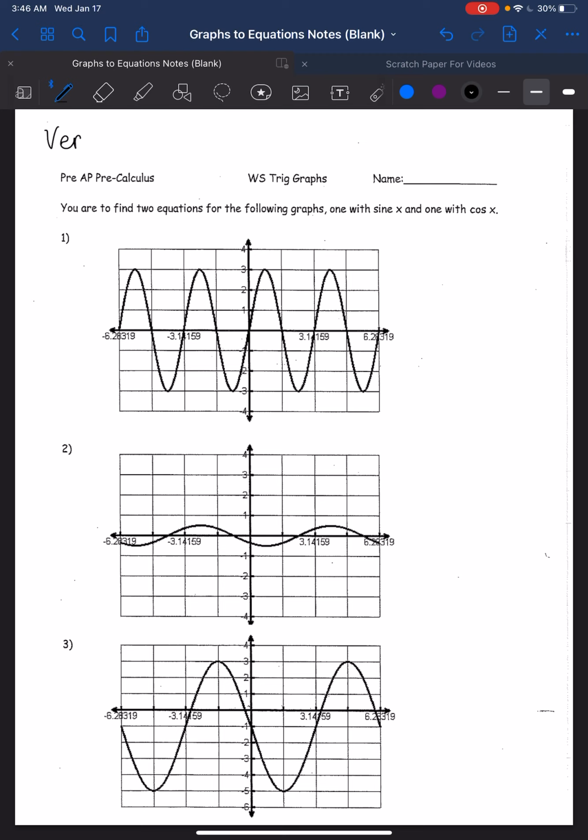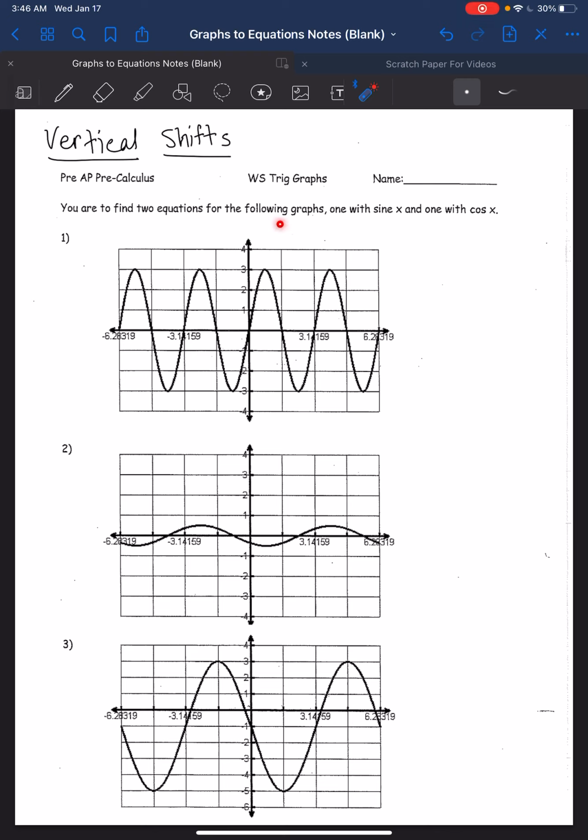All right, this is going to be my last video over this homework, vertical shifts. So, vertical shifts. The good news is the vertical shift will affect the entire graph. So, if the graph has a vertical shift, every single equation will have that vertical shift in it.